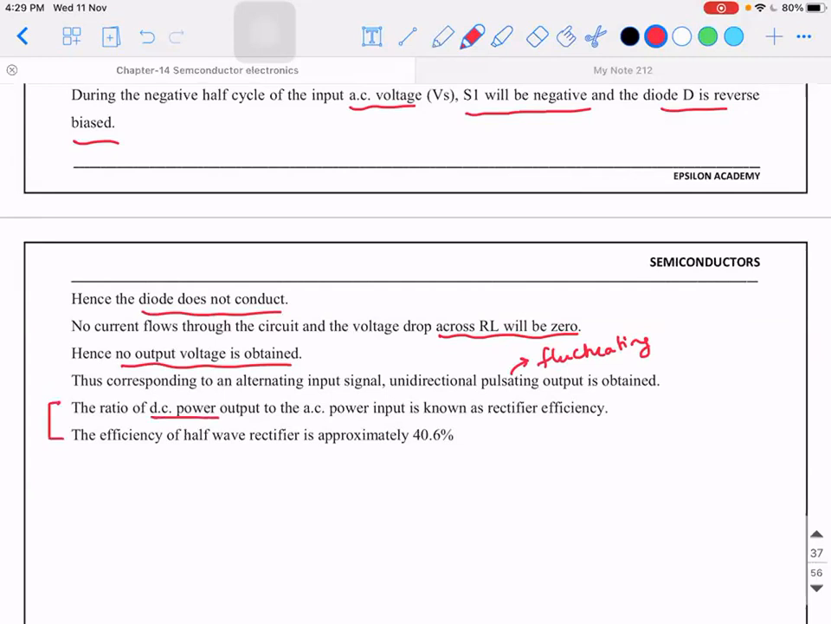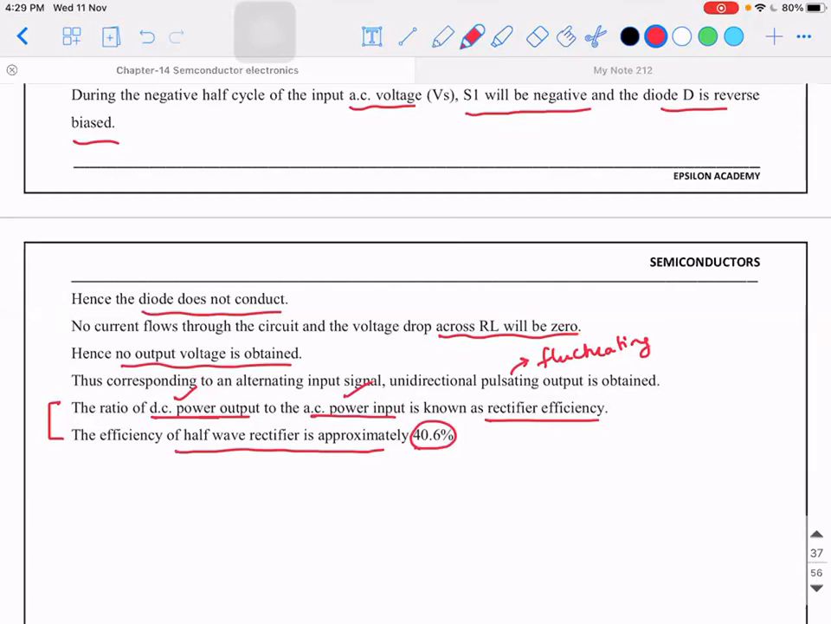The ratio of DC power output to the AC power input is generally called the rectifier efficiency. Efficiency is nothing but the output power by the input power. So in the case of a rectifier, output is DC power and input is AC power. So DC power by AC power is what is called rectifier efficiency. Generally, the efficiency of a half wave rectifier is approximately found to be 40.6%. So by looking at this number, we can say it is not a very effective one, right? Because its efficiency is less.